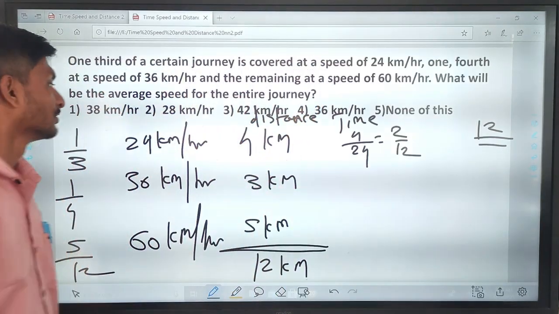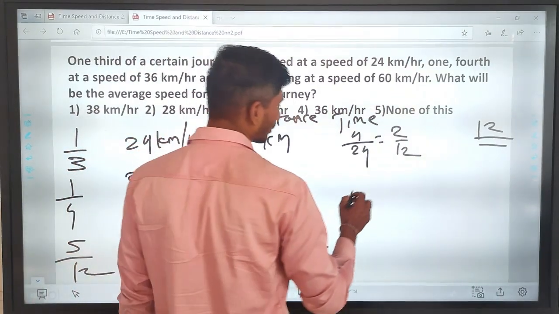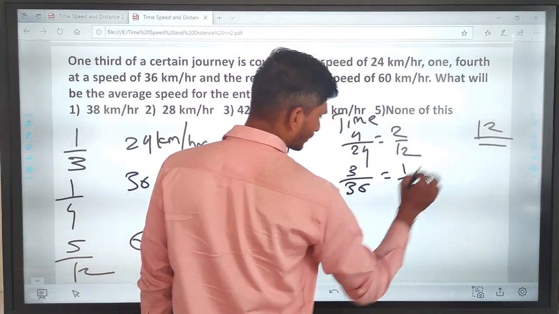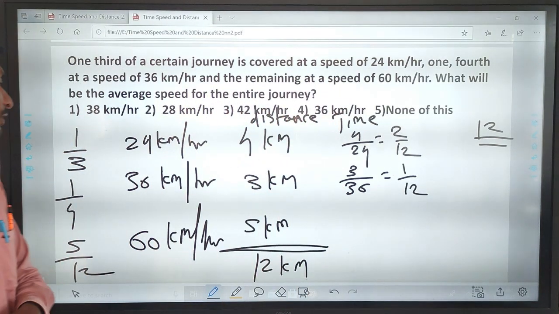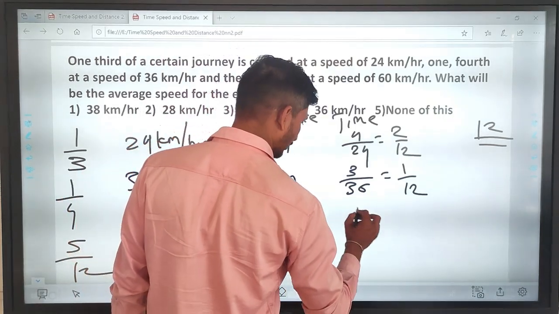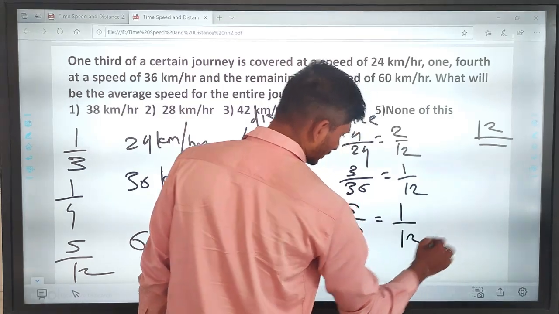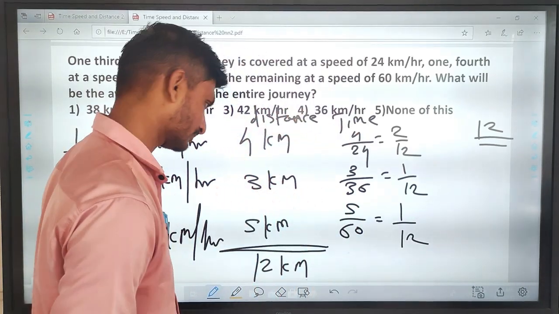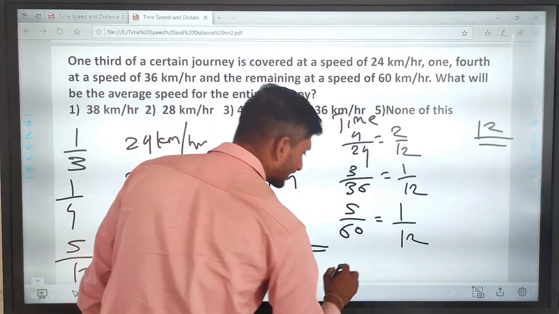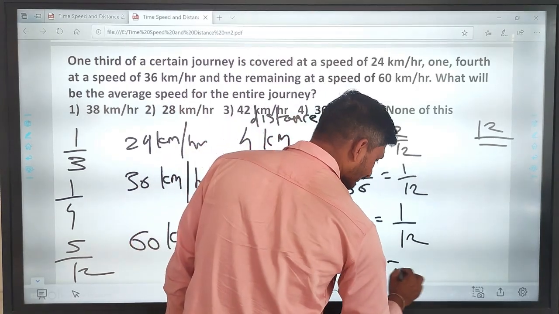Then here your distance is 3 km and speed is 36 km per hour. Time required to cover 3 km is 3 by 36, that is 1 by 12. Then time required to cover 5 km at a speed of 60 km per hour is 5 divided by 60, that is 1 by 12. Now here total time is 2 by 12 plus 1 by 12 plus 1 by 12, that is 4 by 12. 4 by 12 is 1 by 3.